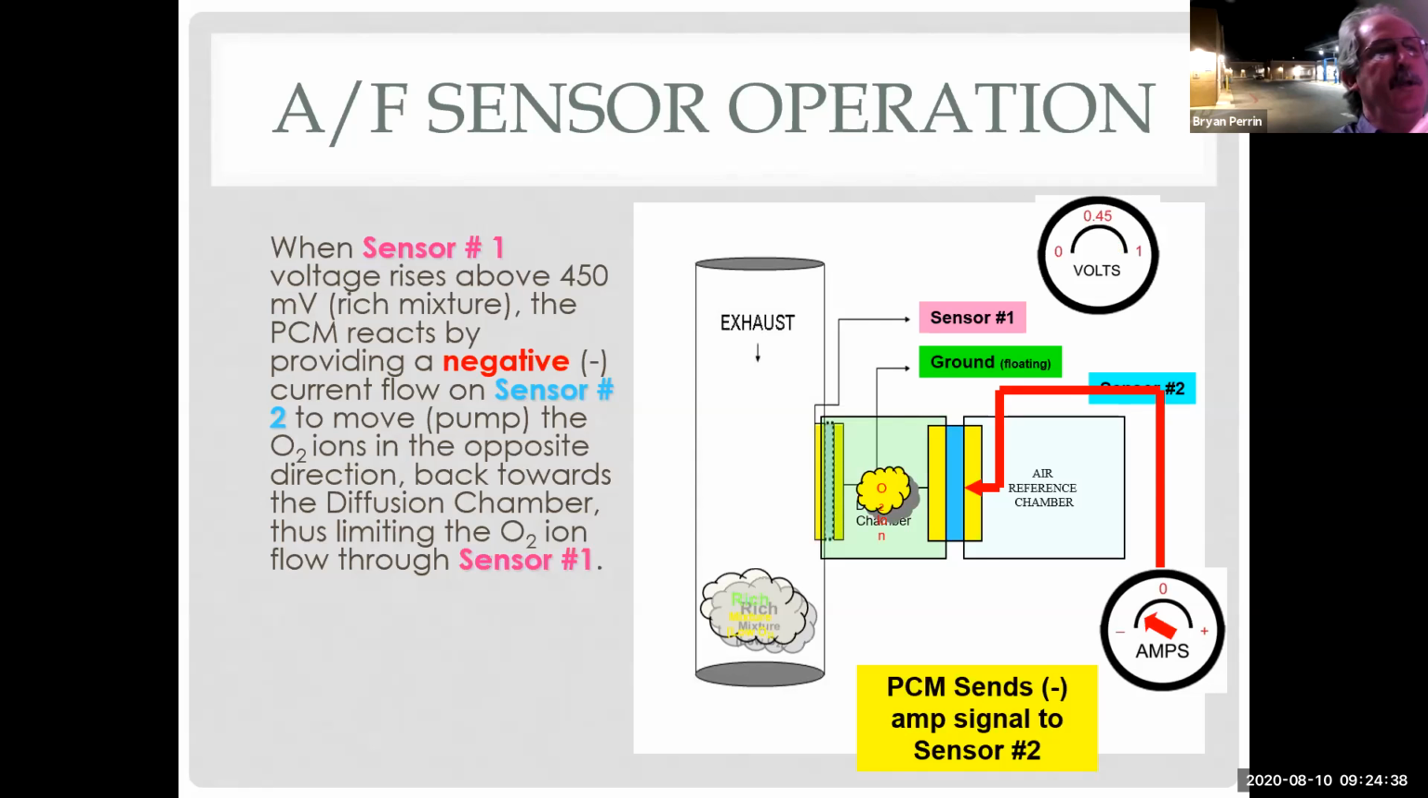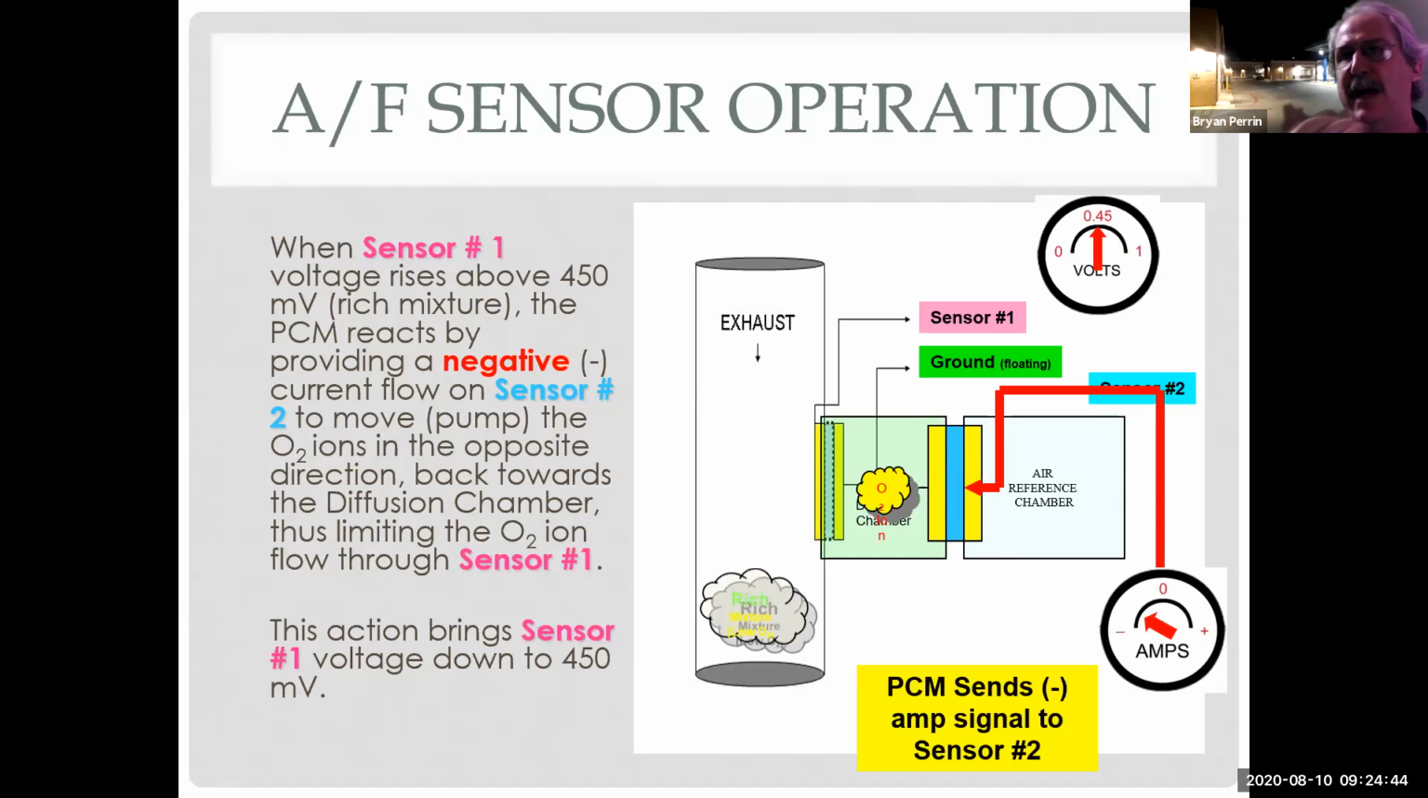So what we're doing here is we're holding that voltage right around that 450, and we're going to measure the amount of current, amperage, that we're having to flow through. In other words, how hard am I working in order to keep that first sensor at 450 millivolts? Pretty cool.